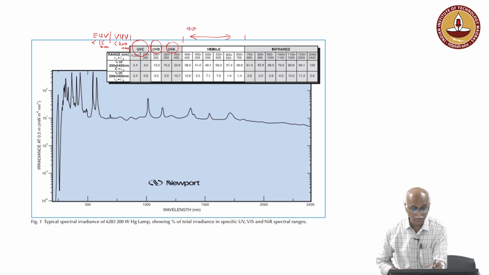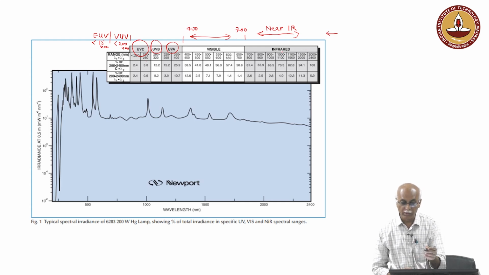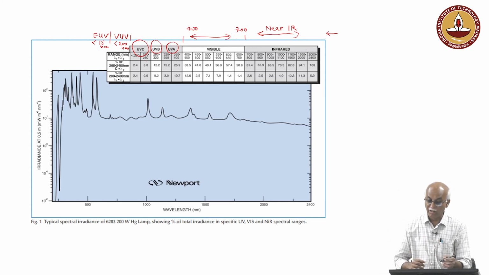So, 400 to 700 nanometer, and infrared, as I told you, near infrared depends upon textbooks and various conventions, up to around 2 micrometer we can say, near IR from 700 or 800 nanometer onwards. Then it goes to mid IR range, 2 to 5 micrometer or 2 to 8 micrometer, and beyond that is far infrared.